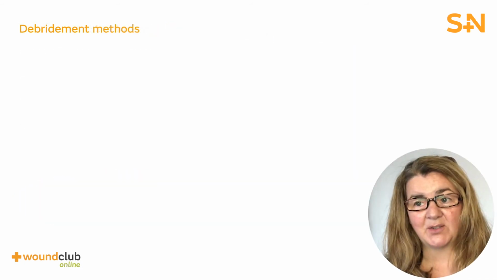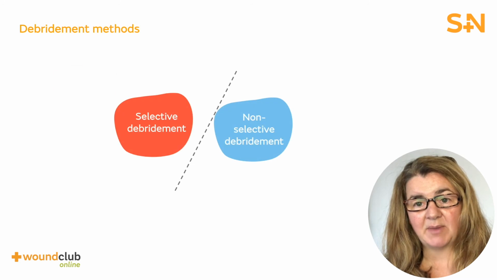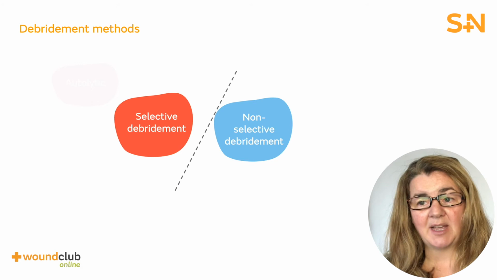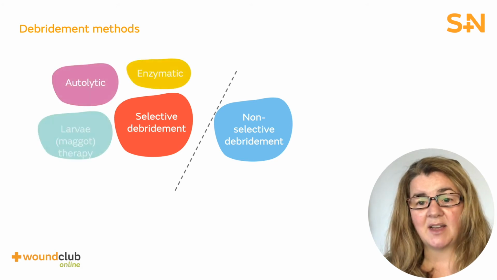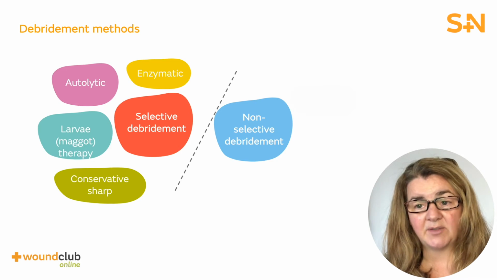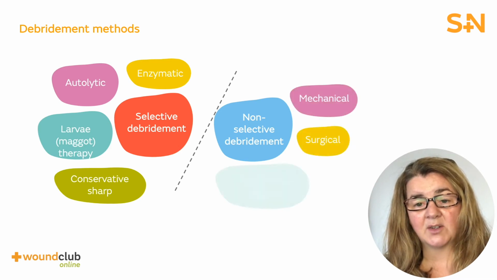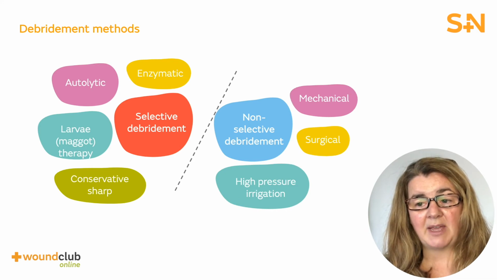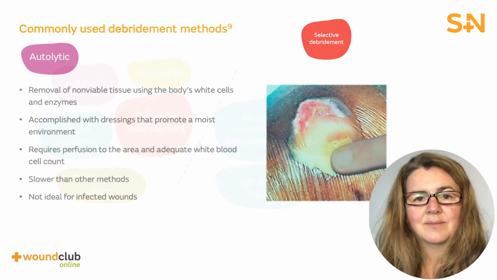Debridement methods fall into two categories: selective debridement and non-selective debridement. Selective debridement can be autolytic, enzymatic, larvae or conservative sharp debridement. Non-selective debridement can be mechanical, surgical or high-pressure irrigation. The choice of debridement methods for a wound will be determined by a number of factors such as wound condition, patient's needs and available resources.